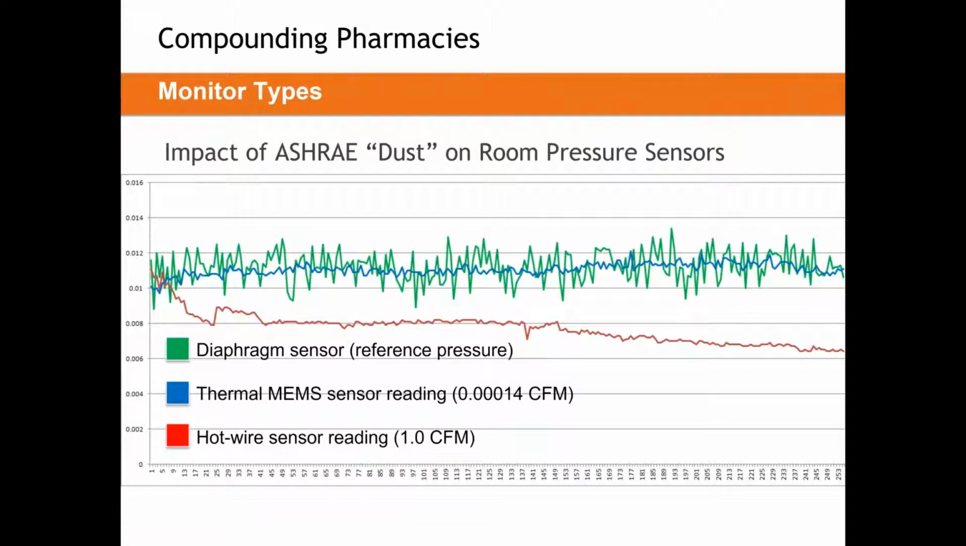So you see in blue that the thermal MEMS sensor doesn't really drift over time, and it maintains that exact same measurement as the diaphragm sensor. And what you see is the hot wire anemometer starts off extremely accurate with those other two, but over time that slowly drifts down as that sensor can clog up. This is just something we like to note, to say there is a maintenance cycle associated with some of these pressure monitors, especially in highly monitored and controlled spaces.